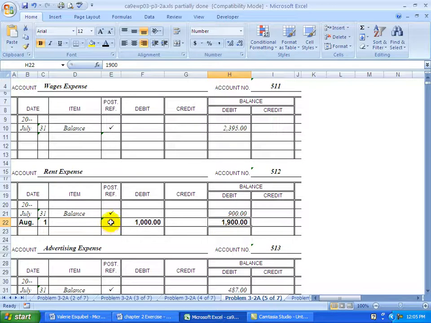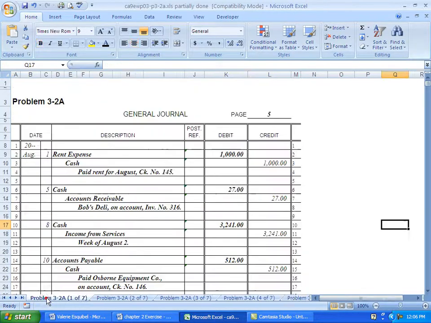Okay, next we say, what journal page did this come from? The journal page was page 5, so we put a 5 in here. So we've put in the date, we put in the amount, we brought the balance up to date, and we put the journal page number here in the post reference column. The fifth and final step is to go back to your journal and take the account number of rent expense, which is 512, and record it here. So when you're done, you're going to have the account title and its number together. So this number means that you have posted to that account.